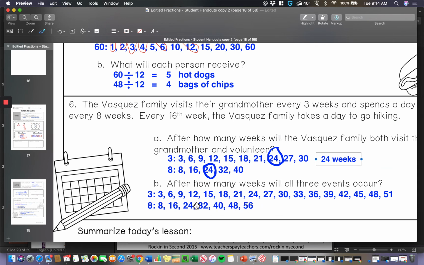Now I'm going to do the same process down here, except I'm going to ask you to list the multiples of 16 and go through that same process of finding the number that all 3 have in common that's the lowest.